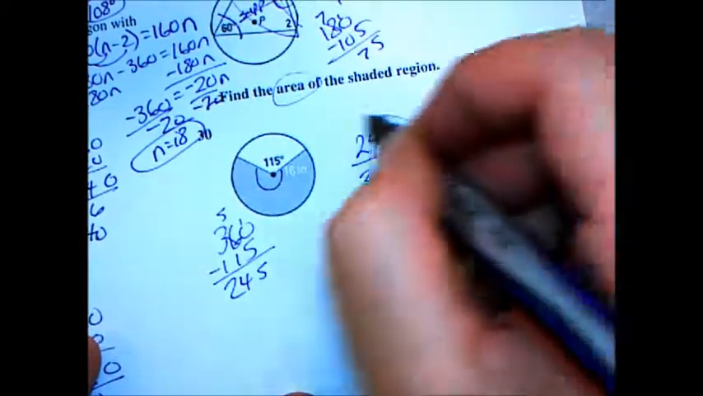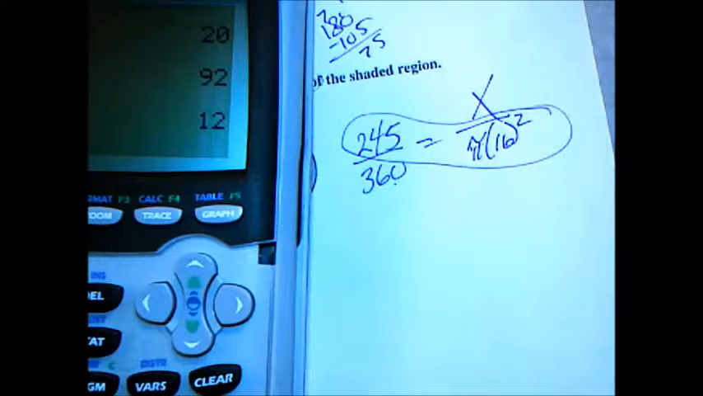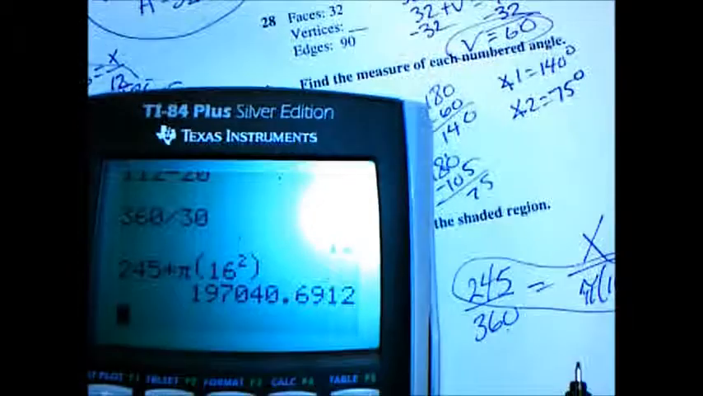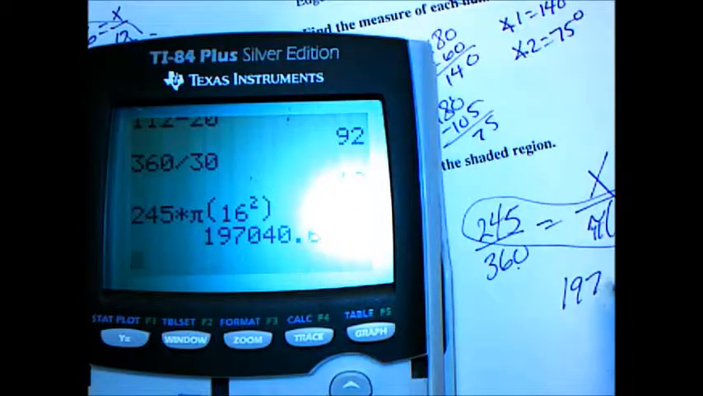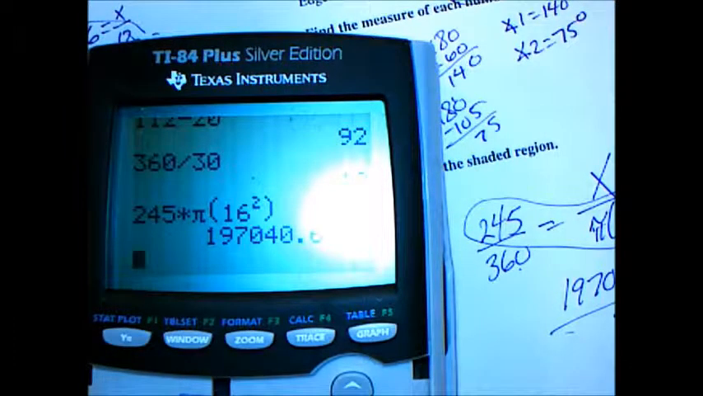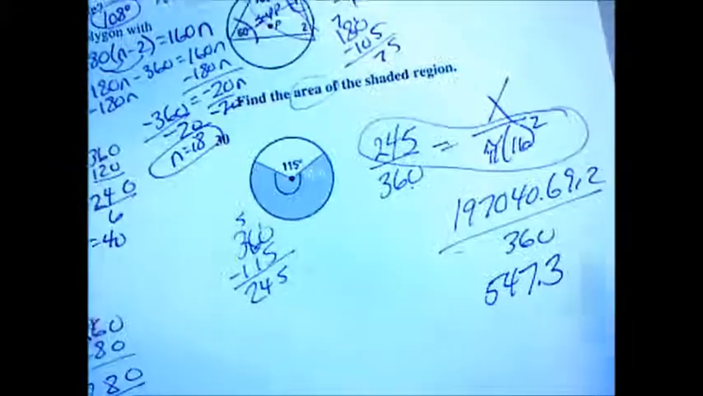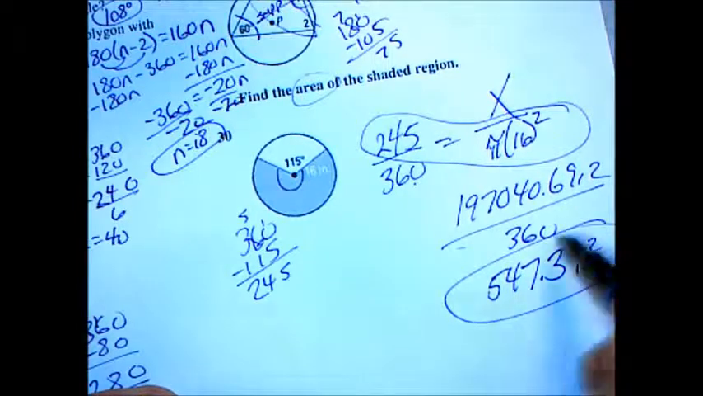So now I'm going to cross multiply and divide by 360. Gives me a huge number, 197,040.6912. Divide that by 360. 547.3 would be the area in inches squared for that problem.